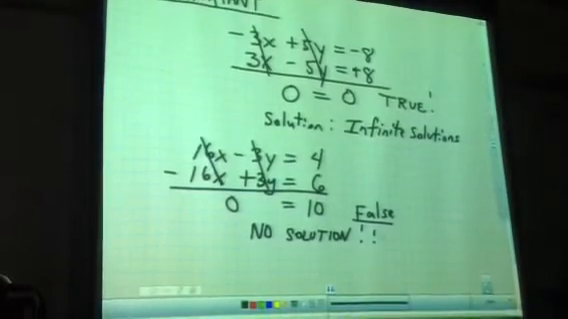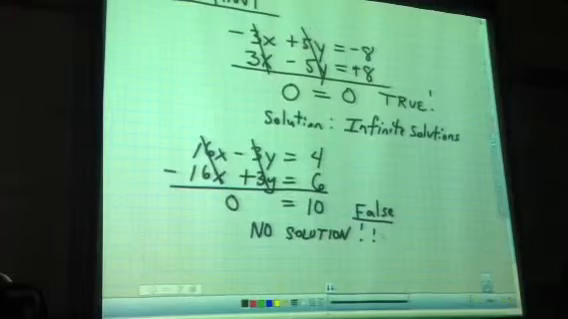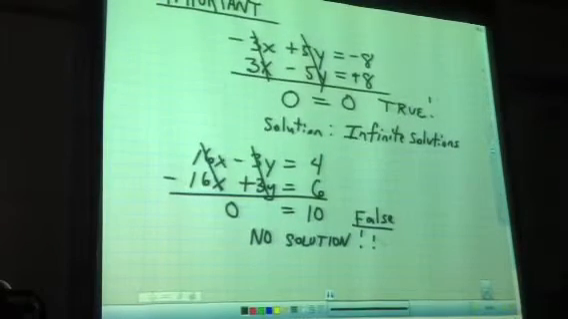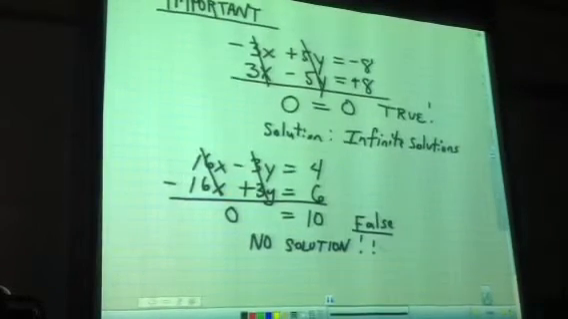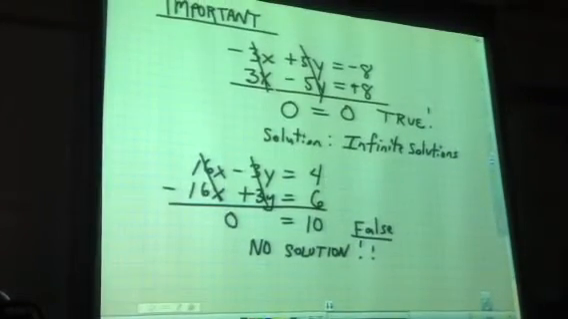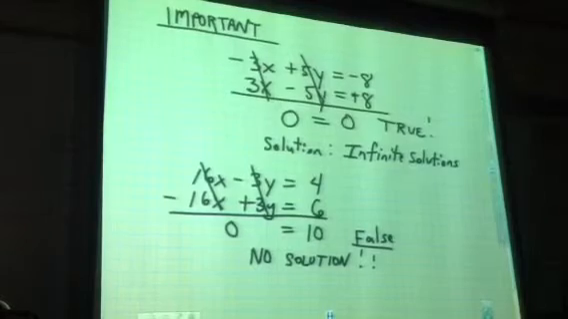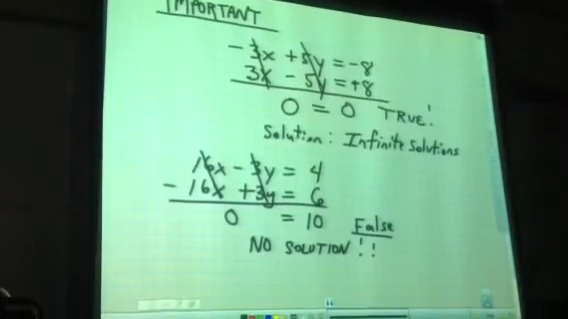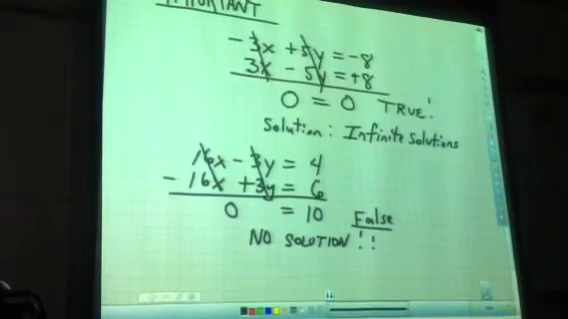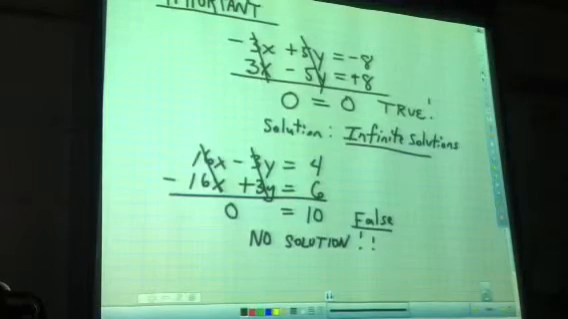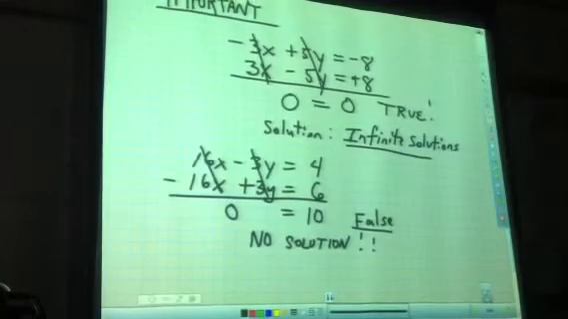We'll talk about this in class as well, but if it's infinite solutions, then what that means is they're both the same line. They lie on top of each other. Being the same line, they have infinite solutions. And we'll talk about that in class as well. So once again, if both variables cancel out and you get a true statement, infinite solutions. Both variables cancel out but you get a false statement, it's no solution.